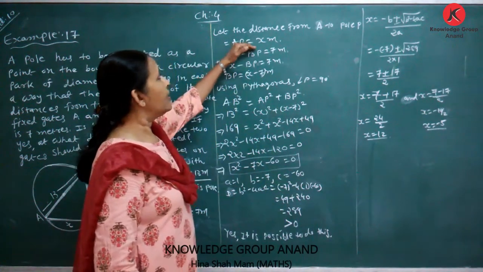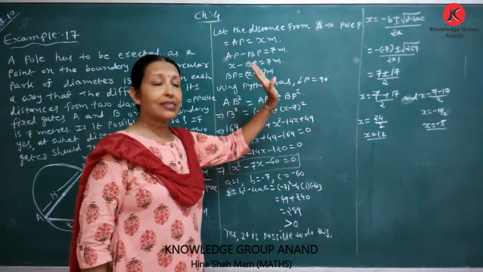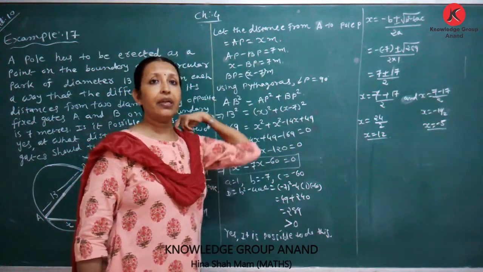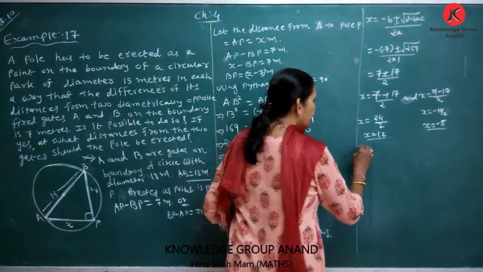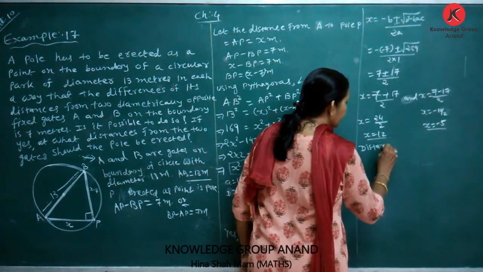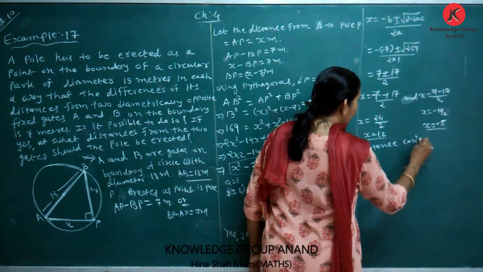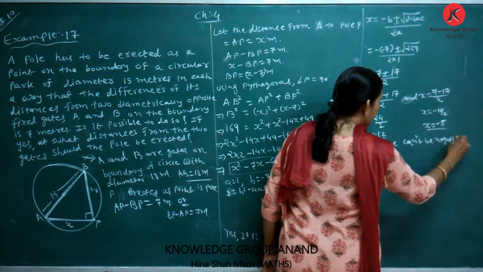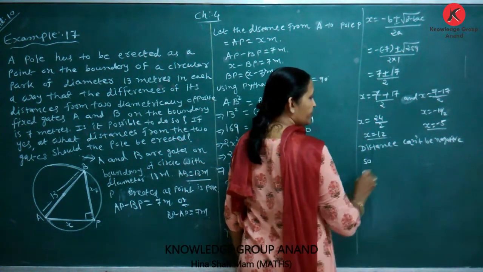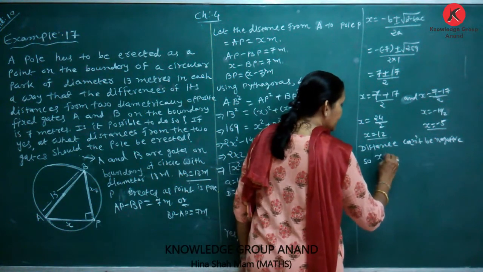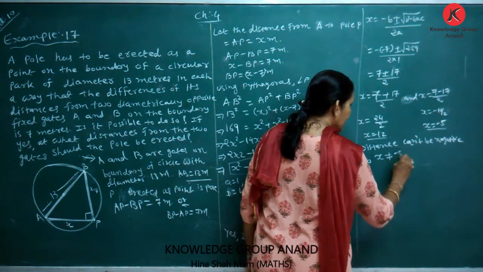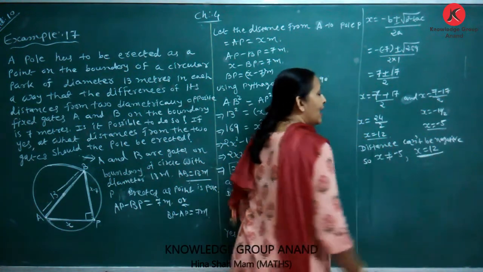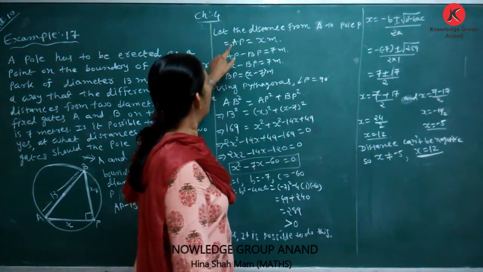X is a distance. X is denoted as distance. We know that distance can't be negative. So, x is not equal to minus 5. X is equal to 12.